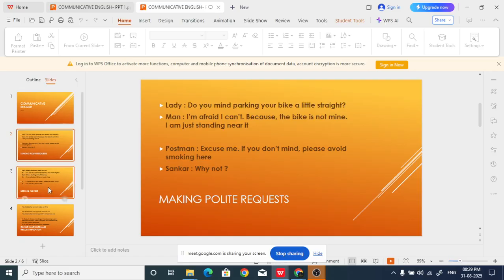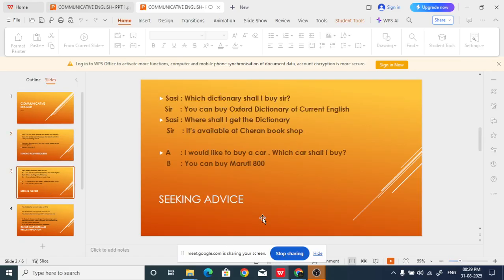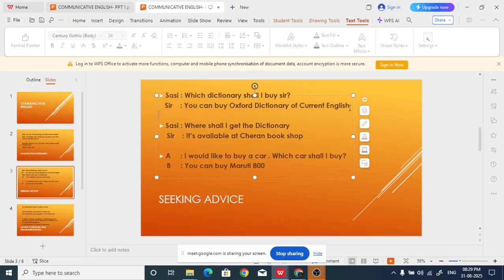Next one, seeking advice. Sasi asks, "Which dictionary shall I buy, sir?" The sir says, "You can buy the Oxford Dictionary of Current English." Sasi asks, "Where shall I get the dictionary?" "It is available at Charan bookshop." A says, "I would like to buy a car. Which car shall I buy?" B says, "You can buy Maruti 800." This is seeking advice.